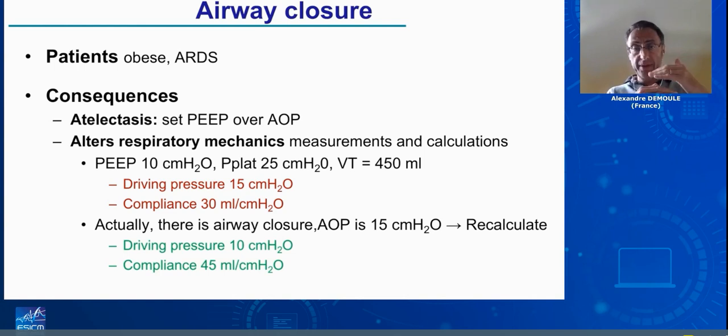So it has to be, PEEP level should be over airway opening pressure. And then also you have to keep in mind that it alters respiratory mechanics measurements and calculation. For instance, if a patient has PEEP of 10 and plateau pressure of 25 and tidal volume of 450, driving pressure is 15 and compliance is 30.